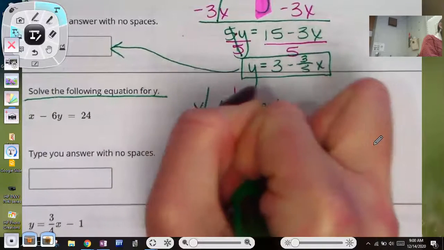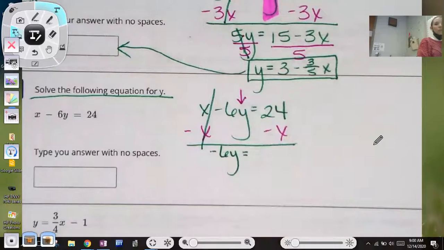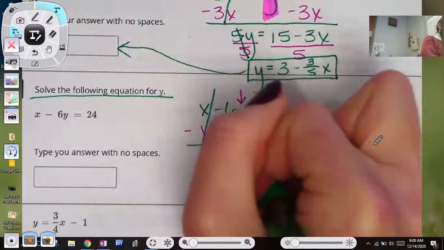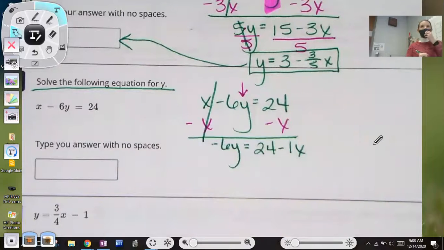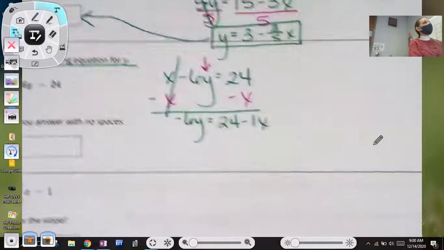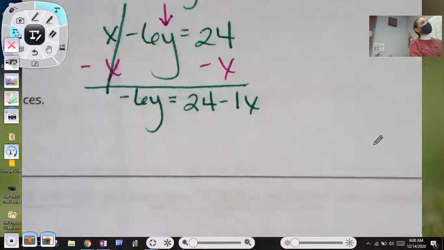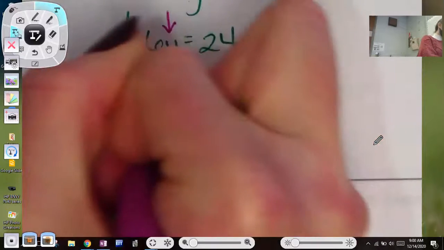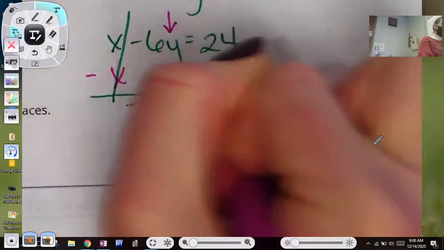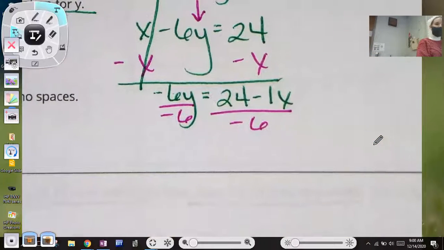So -6y equals, can I combine these two? Nope, I have 24 minus 1x. You can write the 1 there if it helps you to see that. Okay, still trying to get that y by itself. What do I still have to do? You have to divide by -6. If I do it to one side, I've got to do it to the entire other side.